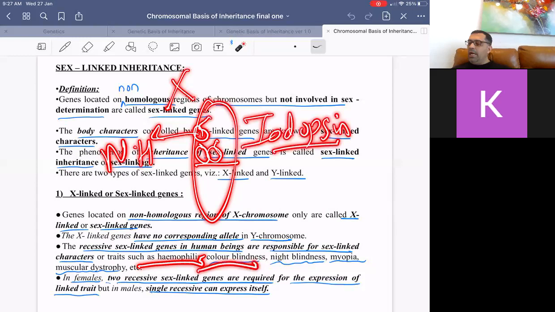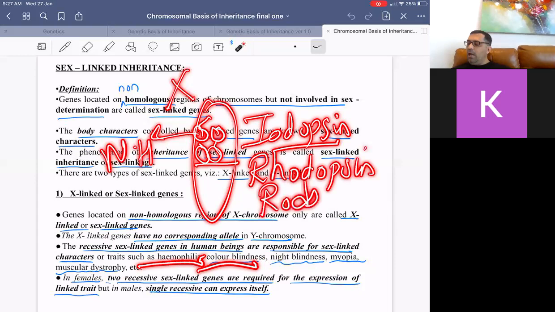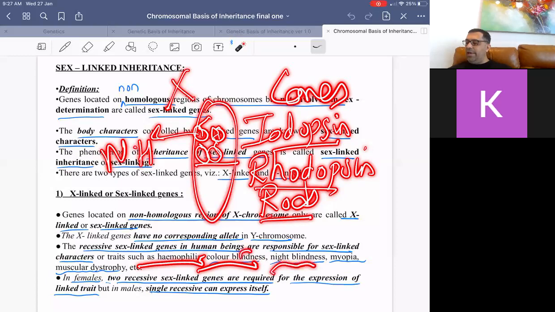Then the gene for rhodopsin. Rhodopsin is there in the rods of the eye. Iodopsin was in the cones. Rhodopsin is in the rods, which are responsible for black and white vision, which functions at night. At night we do not see color. And if rhodopsin does not function in the rods, then the person cannot see at night, and that will lead to night blindness.